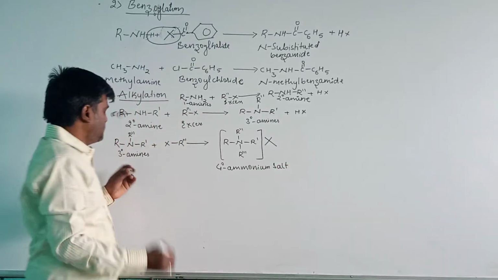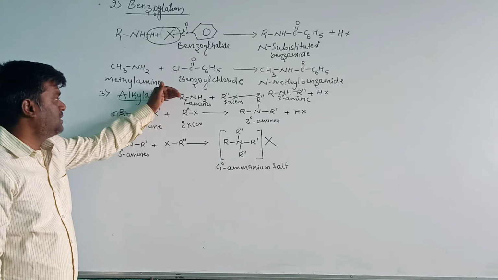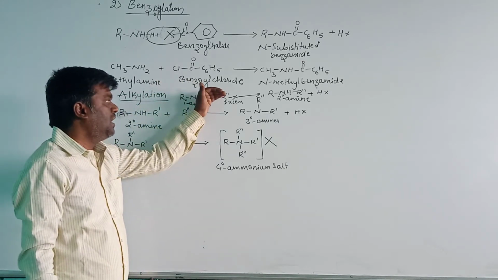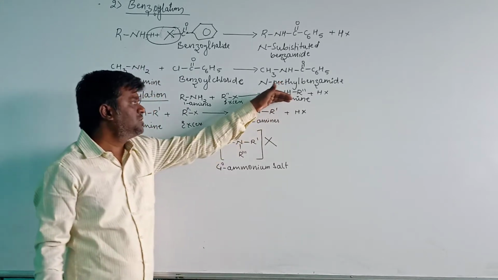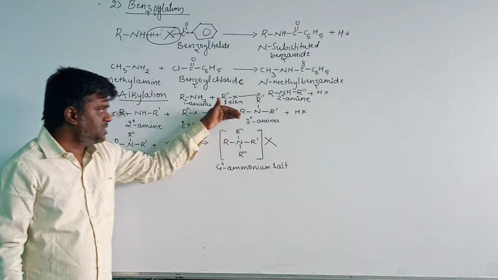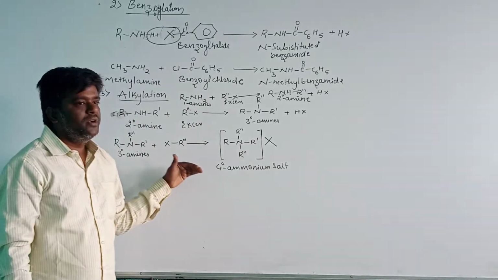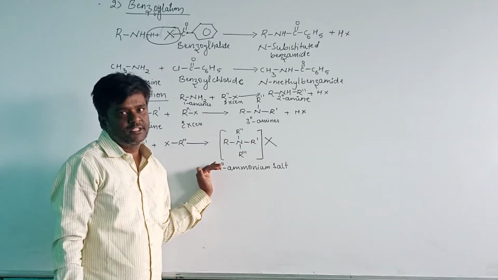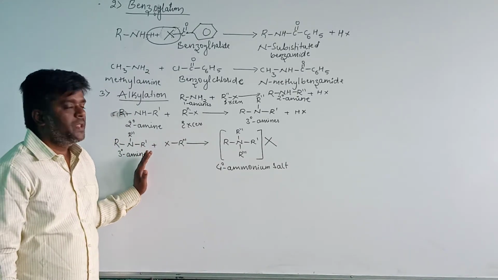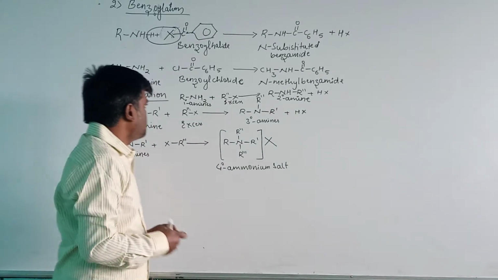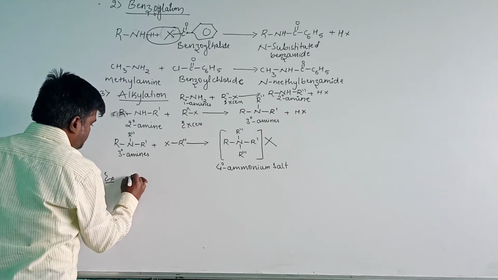Once again I will repeat the reaction. When the primary amines react with an excess amount of alkyl halide, it will give the secondary amine, and further it will undergo alkylation to form the tertiary amine, and further alkylation to form the quaternary ammonium salt as the final product. The quaternary ammonium salt is the final product. Then let us consider an example.